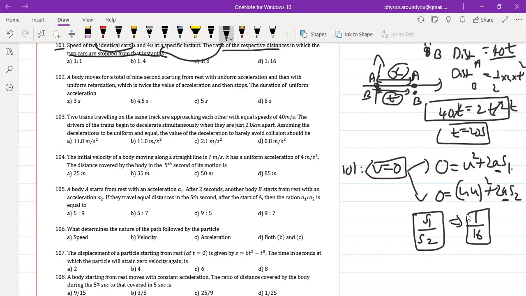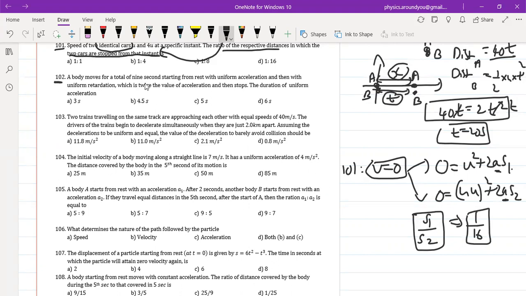So there is a result as well. Stopping distances are in the ratio of the square of their initial velocities. I repeat, stopping distances are in the ratio of the square of their initial velocity. Now, question number 102.